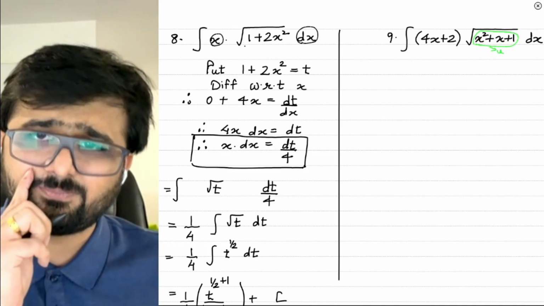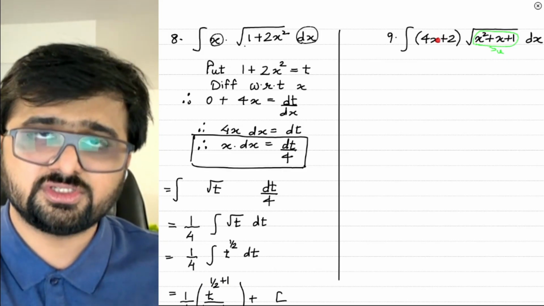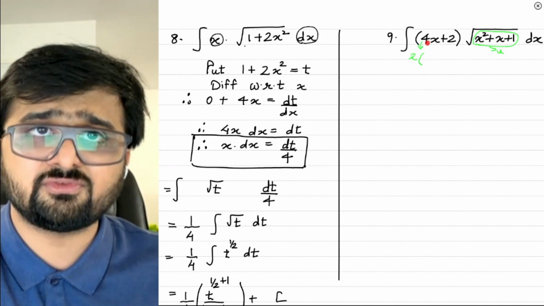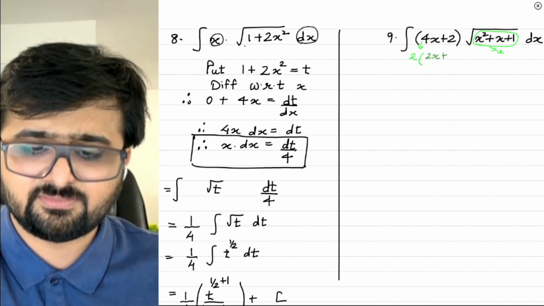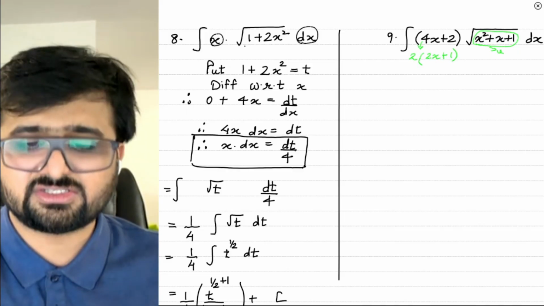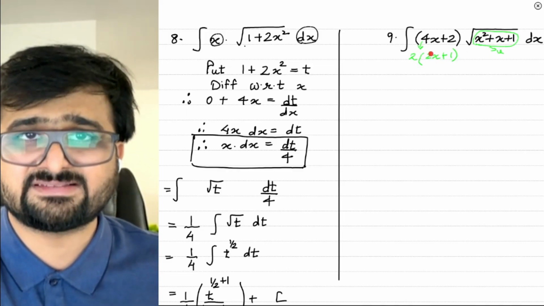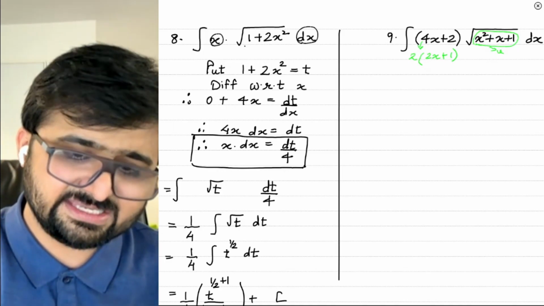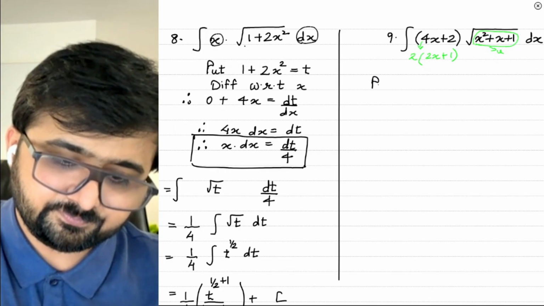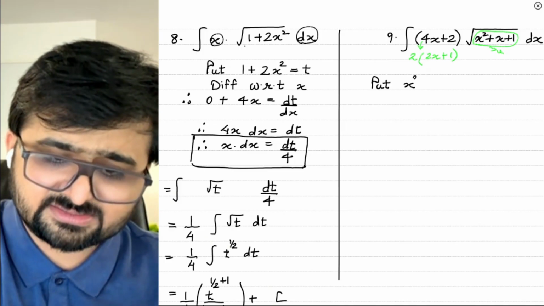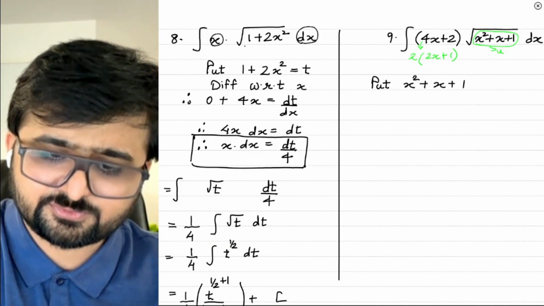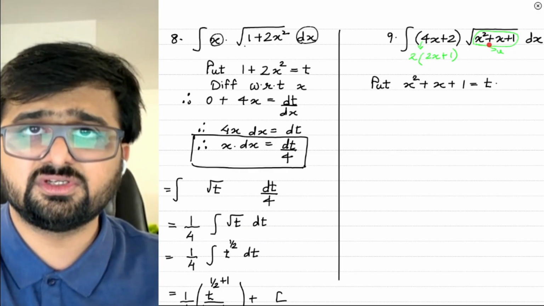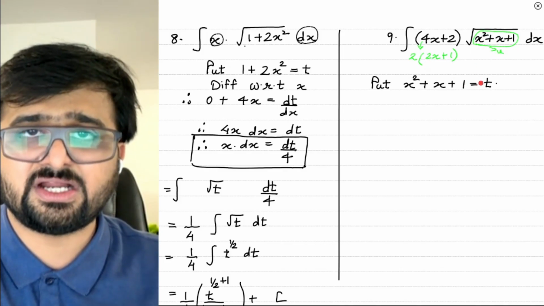Is 2x plus 1 present? I see 4x plus 2. Now if you take 2 common from here, you have 2x plus here you will be left with 1. So the derivative of this is actually present here if you simply take 2 common. I hope that makes sense. Okay. So in this case, we have to then say put x square plus x plus 1 is equal to t. Okay. X square plus x plus 1, because that's u. Put that u part or the composite part is equal to t.